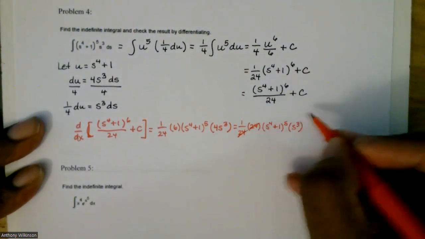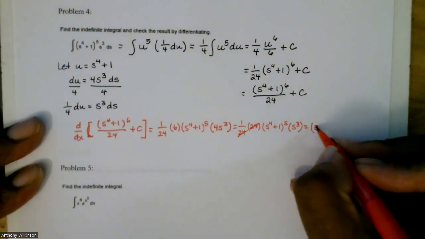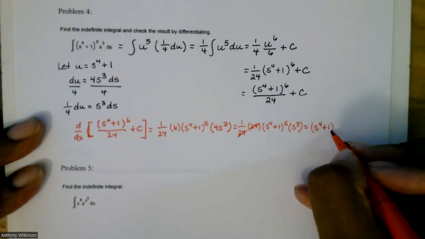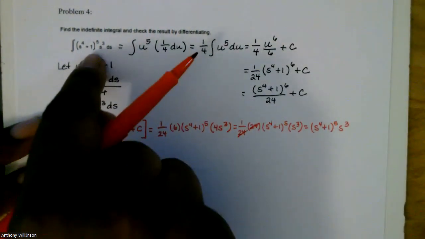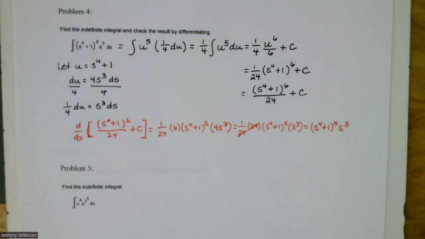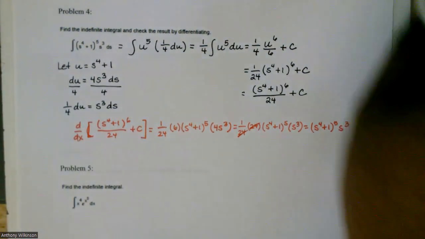Notice these 24s divide out. You'll be left with s to the 4th plus 1, that quantity to the 5th power times s cubed. That's exactly what I have here. So that means I've correctly integrated that problem, or that I did the integration correctly.